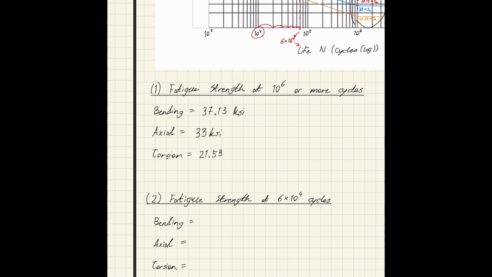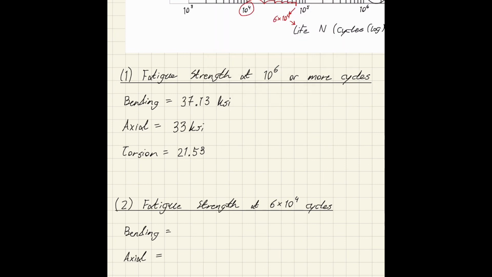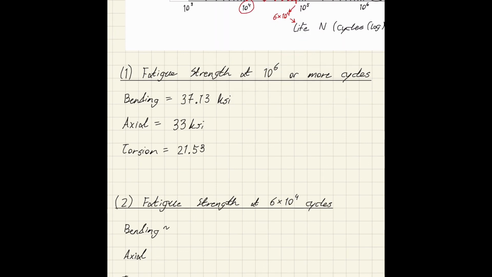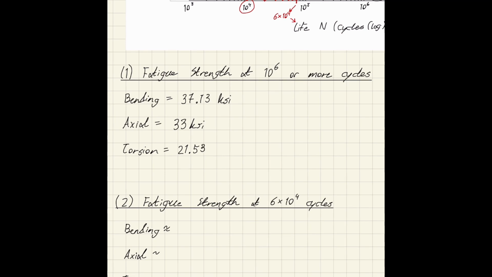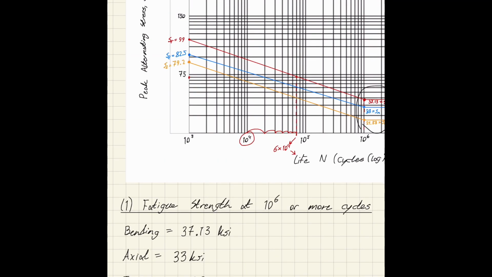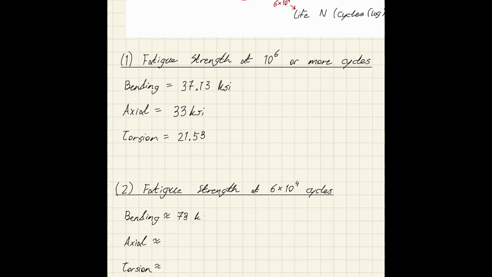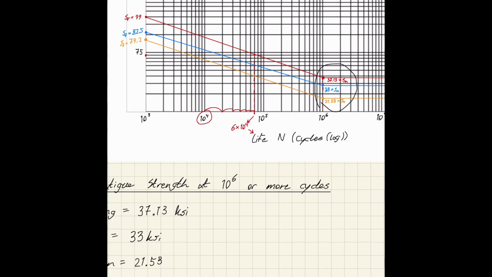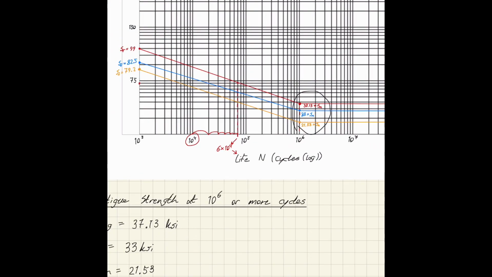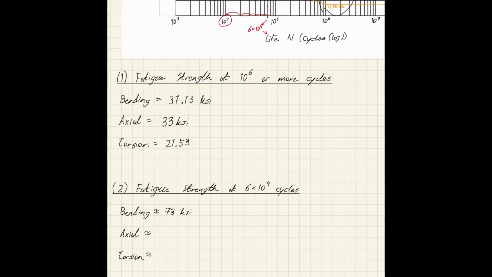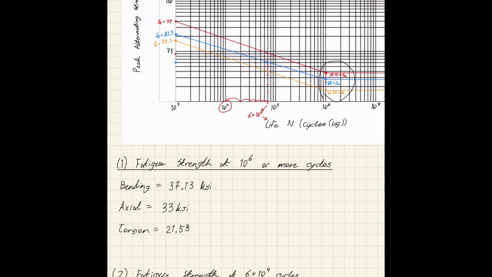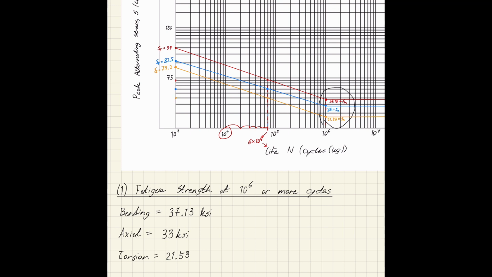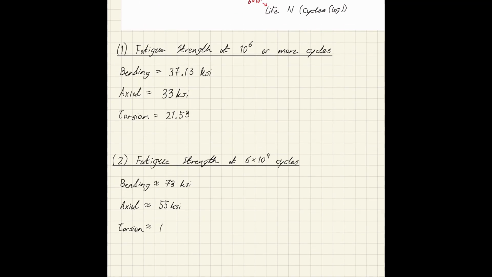So for the bending, we're going to start, let's change this to roughly because it's an estimate. So this is how we're going to estimate at 6 times 10 to the 4. It looks like it's roughly 73 KSI. The next one, we go up from that point. I'm going to say it's roughly 55 KSI for axial loading. And lastly, torsional loading. We'll go up to that point, go over, and it looks like 45 KSI.